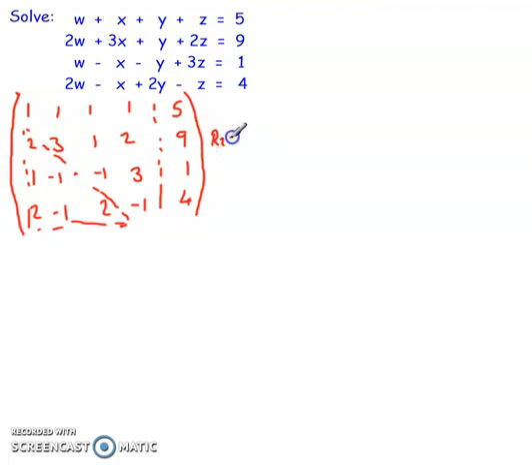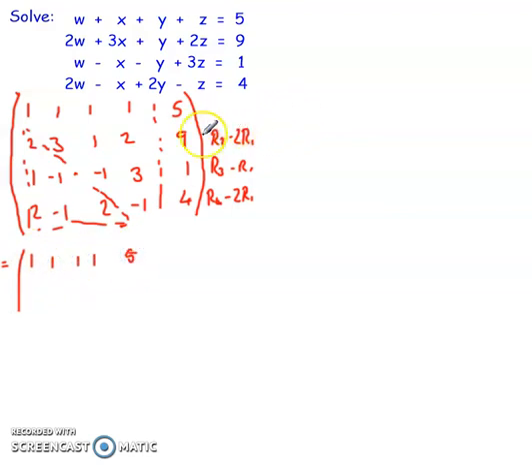We'll start by doing row 2, take away 2 row 1. We'll then do row 3, take away row 1. And we'll do row 4, take away 2 of row 1. Doing that, that will change my matrix. I'll still have the same first line, so I'll still have 1, 1, 1, 1 and 5.